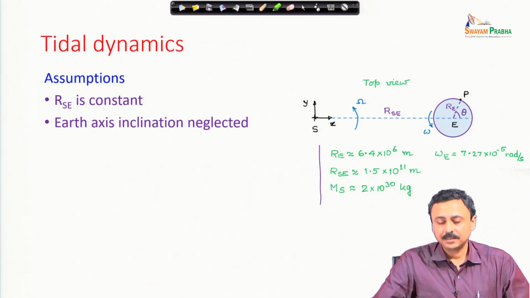Mass of the sun is 2 × 10^30 kilograms, and omega, the spin speed of the earth, which we have calculated even before, is 7.27 × 10^-5 radian per second. That is the spin speed of the earth.